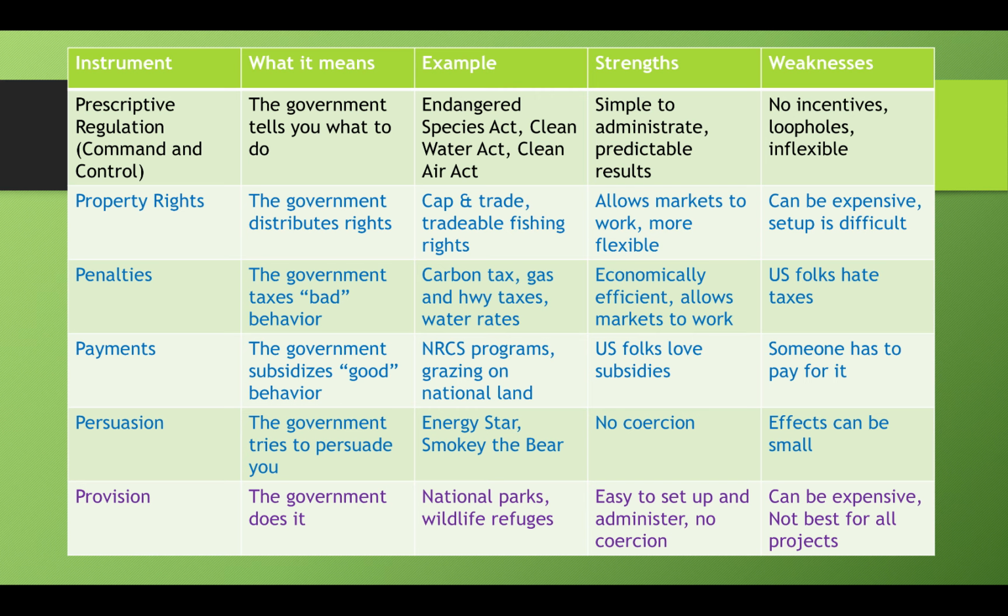And this is when the government just goes and does it. So examples of this include national parks, wildlife refuges. You can also think of reservoirs. A lot of times governments will build reservoirs that supply water. Sometimes it's done by private companies, but it's often the government that builds the reservoir. These are a lot easier to set up. They're easier to administer. There's no coercion. But the negatives are that it can be really expensive, and sometimes it's not the best solution for all projects.